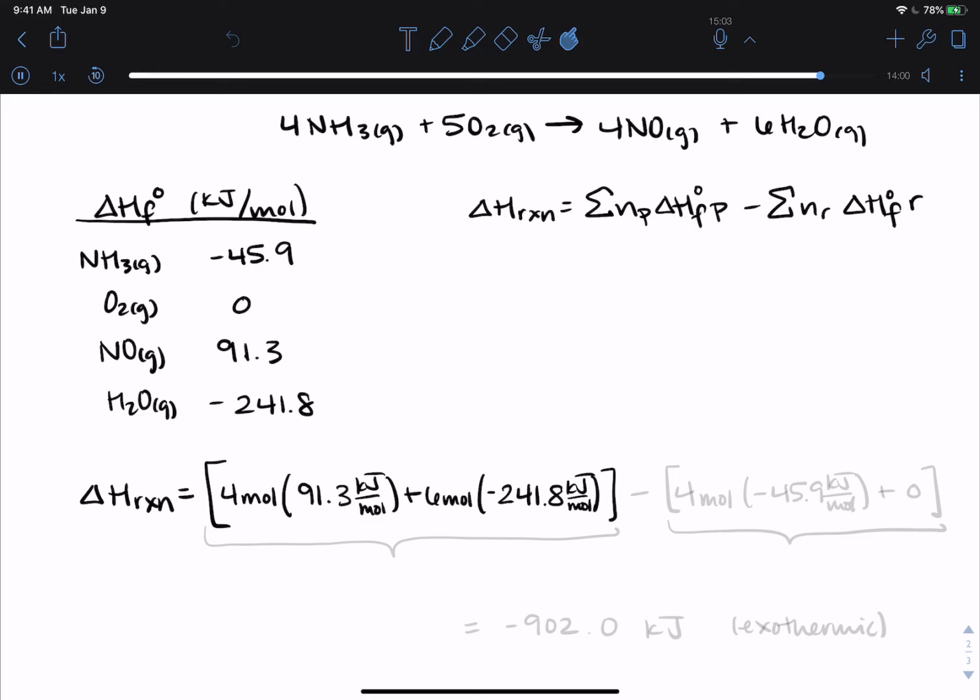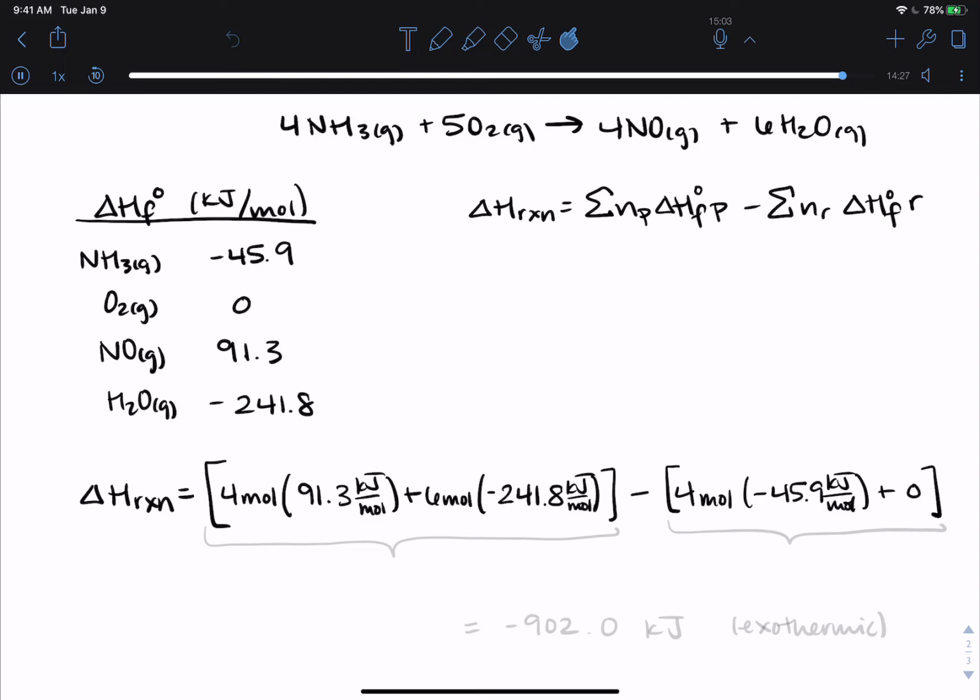That's the end of the products. Minus the reactants: there are 4 moles of NH3 at negative 45.9. Plus, well, it doesn't actually matter how many moles of oxygen. It's 5, but 5 times 0 is still going to be 0. So that won't be involved at all.